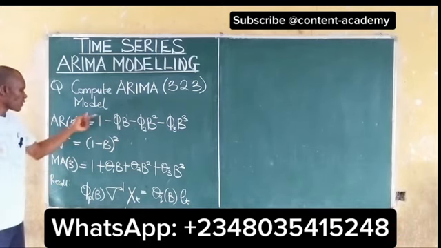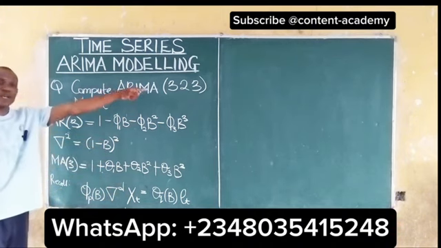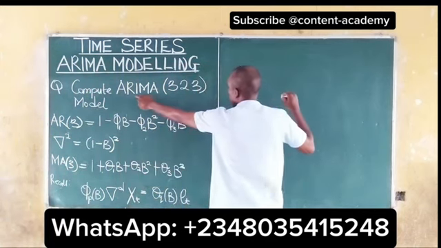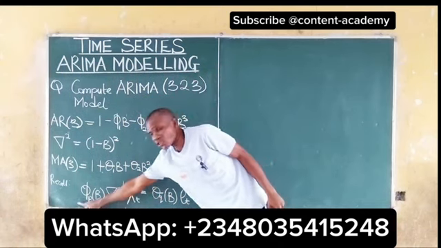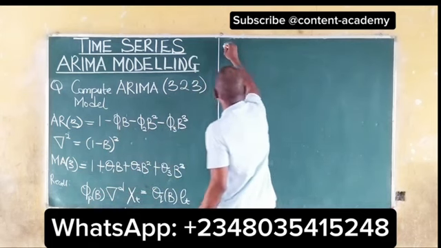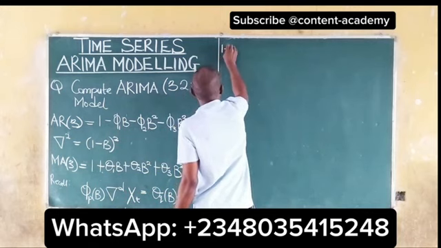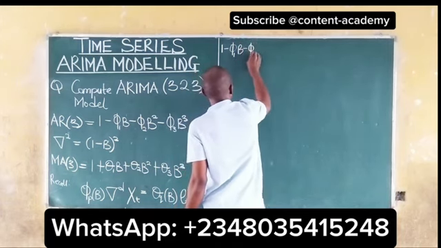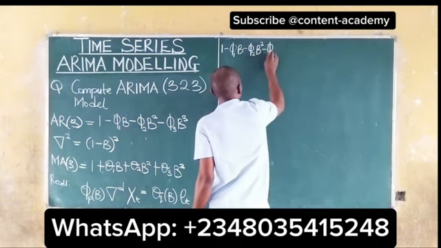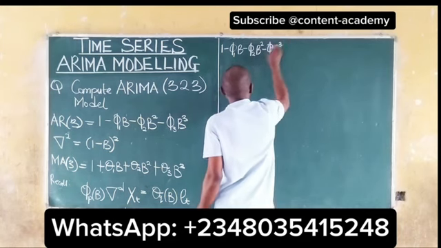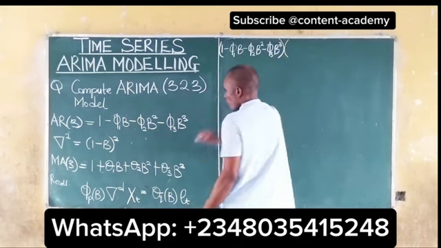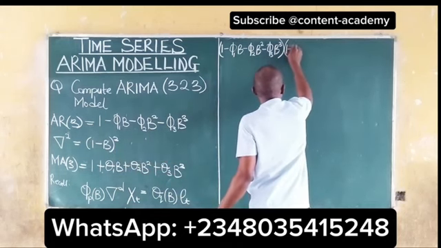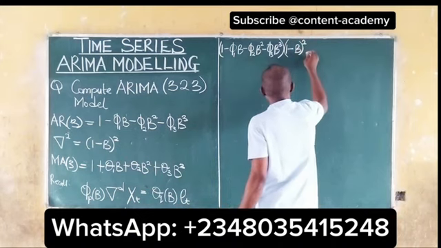Now, for me to write whatever we've gotten here, we move over to this side of the board to do it. We have the ARIMA part, our autoregressive part, which we write first to give us 1 minus phi 1 B, minus phi 2 B squared, minus phi 3 B cubed. We have our differencing part to be 1 minus B raised to the power of 2. So we have 1 minus B raised to the power of 2.